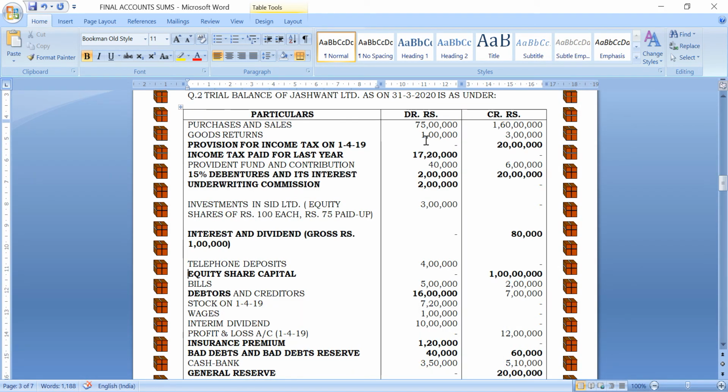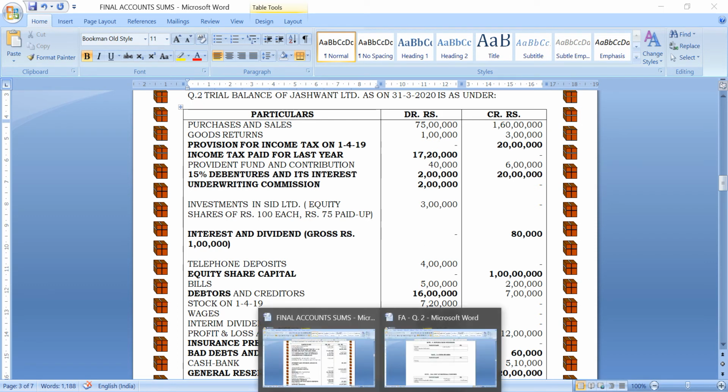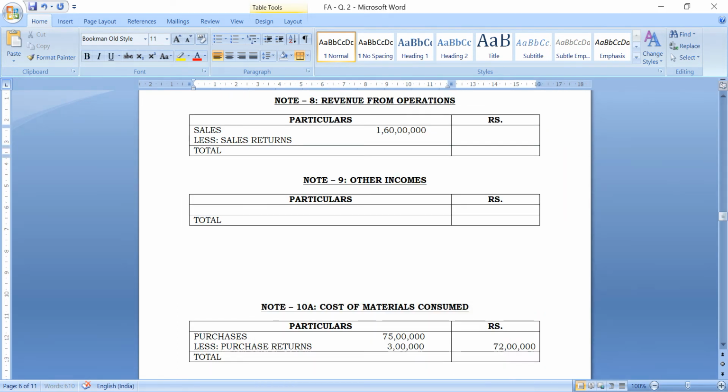Sales returns on debit column, 1 lakh. Out of 1 crore 60 lakh, keep the calculator with you. The figures are very large. It should be 1 crore 59 lakh. Okay.